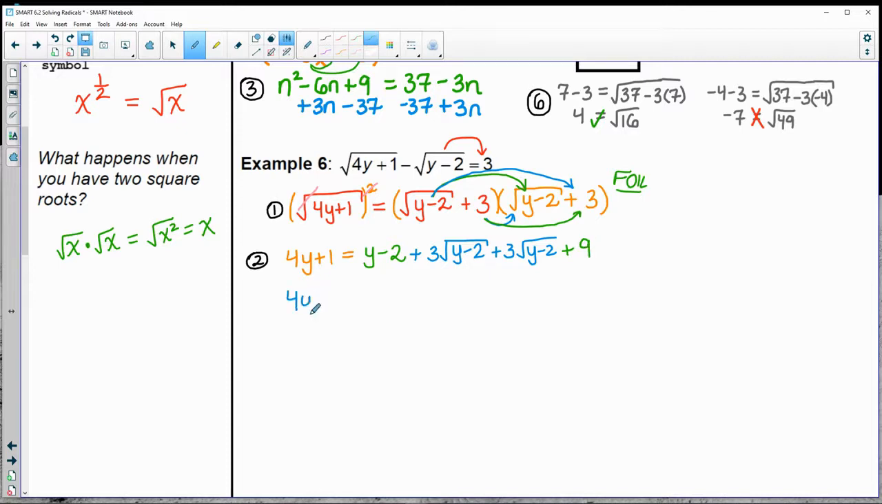I'm going to see 4y plus 1 equals y, and I see a negative 2 plus 9, and that's going to be positive 7. So really, it looks like I have 6 of those pieces. 6 of those pieces. That's just nuts. Still looks a little weird. So here's where we're going to ask ourselves, is the root isolated? Well, it's not. So let's move some stuff over.